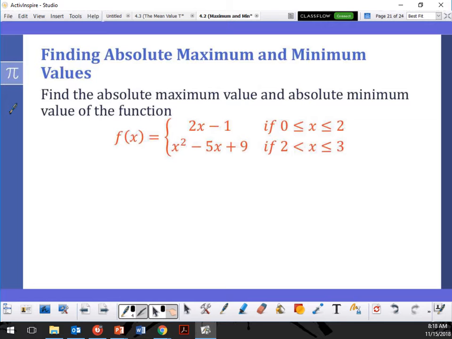What's the derivative of the top one? 2. Okay, the derivative of the top one is going to be 2. So let's call this one F here and call this one G.